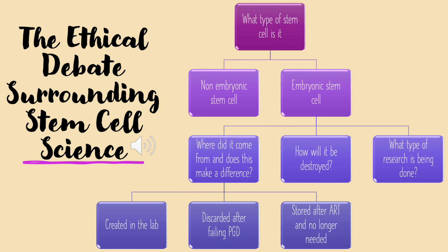So this brings us to some other ethical considerations. What is the material being used? What is the source of it? So are we using created embryos? Are we using pre-implantation embryos? Are we using spare embryos? Where did it come from? Did it come from somebody creating it in a lab? Did it come from embryos that were discarded because they failed pre-implementation testing? Did it come from spare embryos that somebody has been storing that they no longer need because they were able to have a healthy child and they decided that they were done having children but had extra embryos?